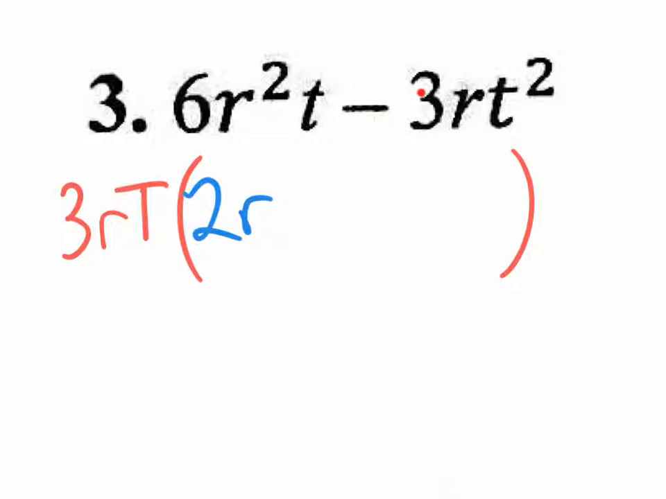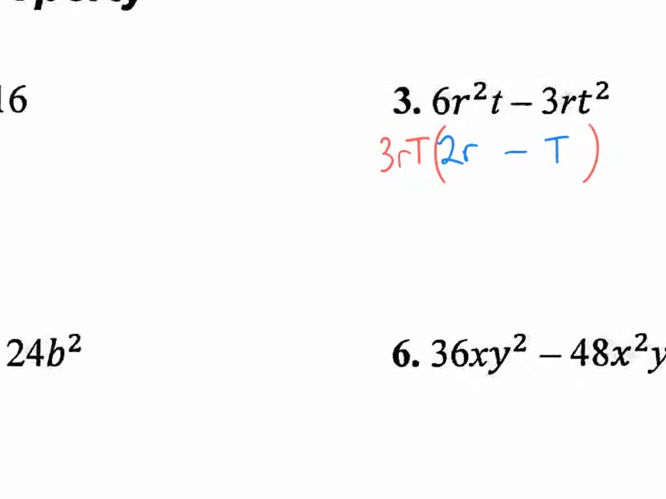Now how about the next term? 3rt times what gives us a negative 3rt squared? Okay, so we need a negative sign for sure. You could put a 1 if you want. You don't have to. But how about the r times what gives me an r? You don't need anything because it's already there. t times what gives me a t squared? t. So we're going to put a t right there. Now, like I said, you don't need this 1 out here. You could erase it. And there's your factored form. The GCF 3rt is outside, and on the inside you have a 2r minus t.